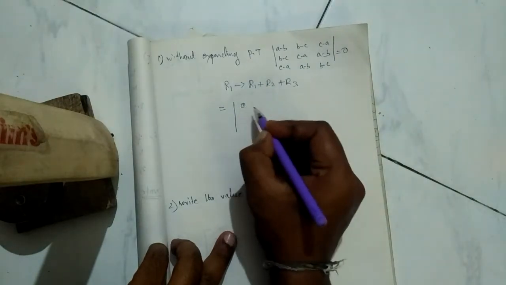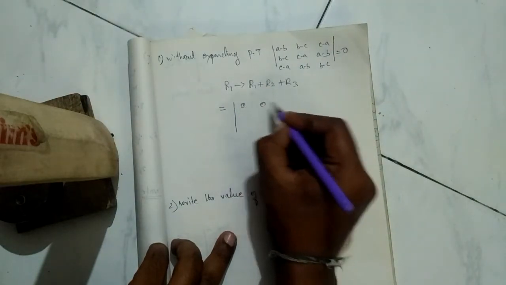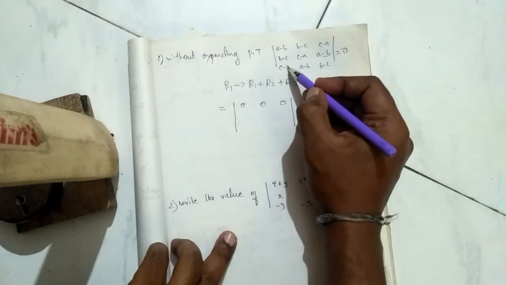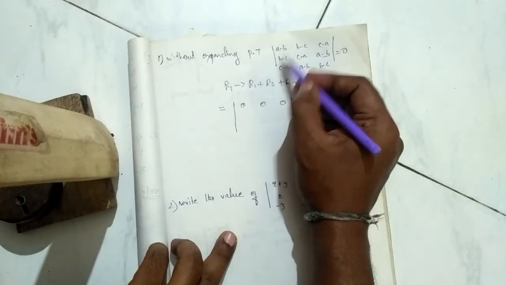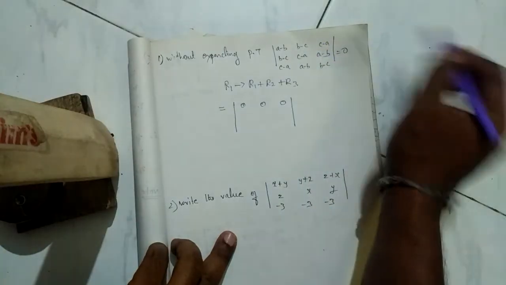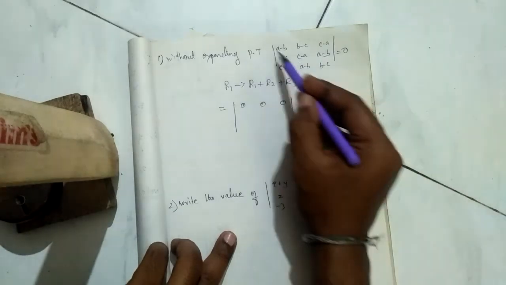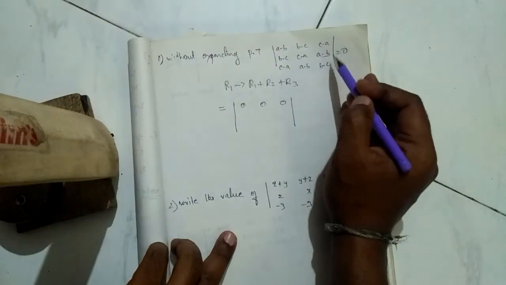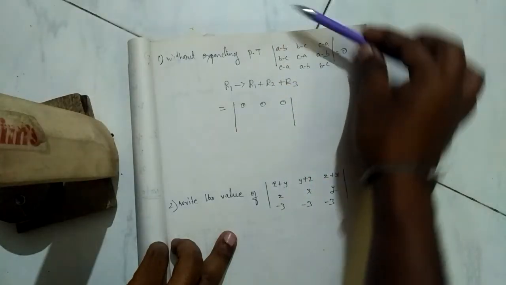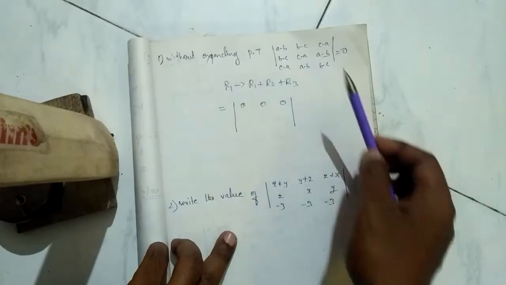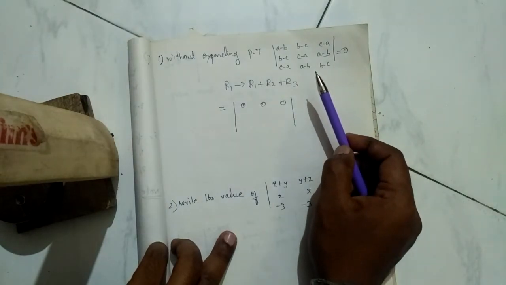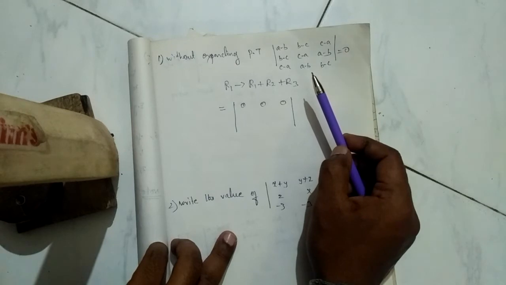This will become 0, this will become 0, this will again become 0. Correct? Because minus a plus a will get cancelled, b minus b will get cancelled, and c minus c will get cancelled. So fully it will be 0. When you see the problem, the first step is, by adding all the rows or all the columns, check whether you get the same element. If you get the same element, then you can do that step.